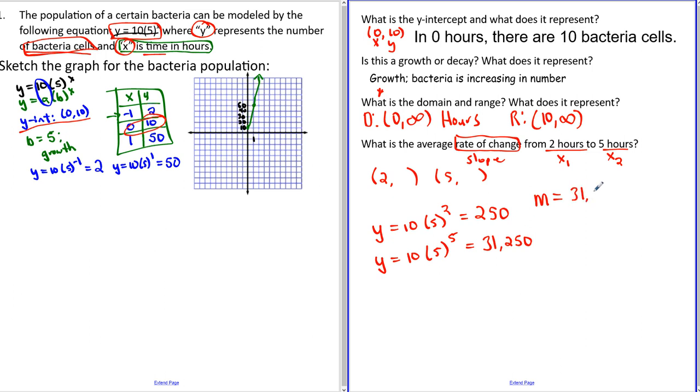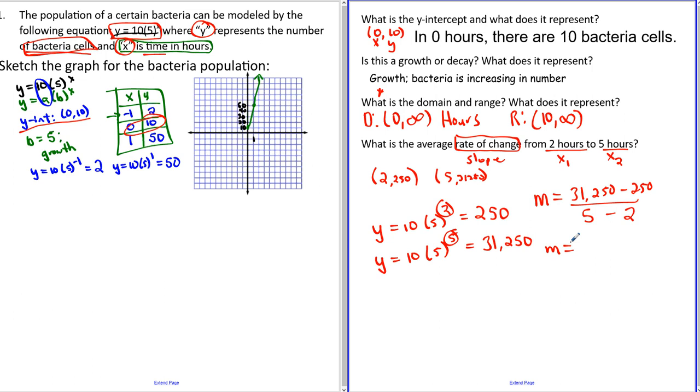So 31,250 minus 250 over, well, what's our x values? The 5 and 2, the ones we have right here. I should probably put these numbers here, if I can write it really small. I did it. Now, of course, use your calculator is what I would do. I would just press the big old fraction button and just put on top, what is it?